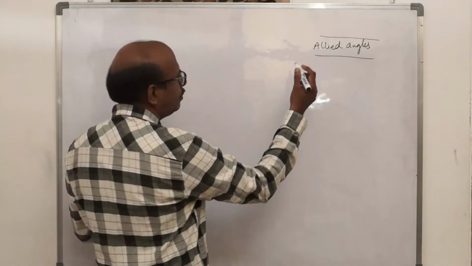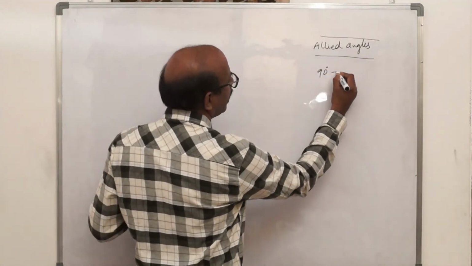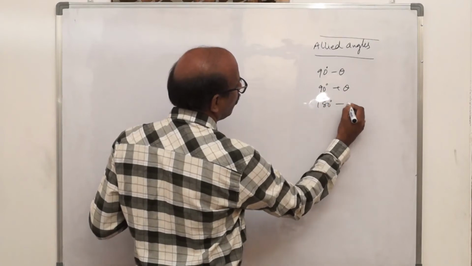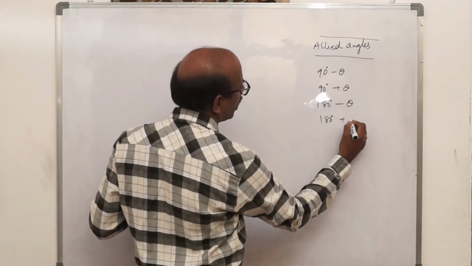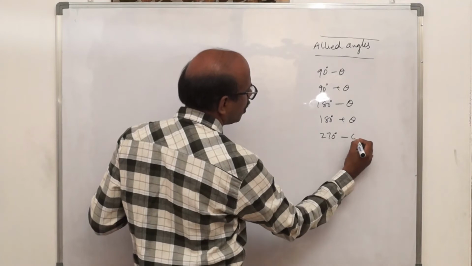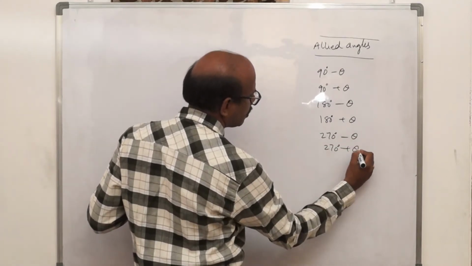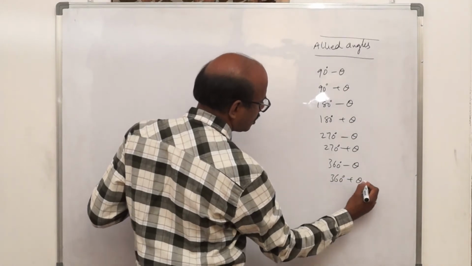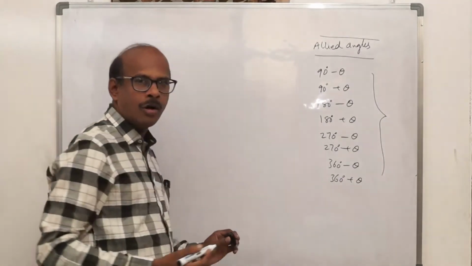Right, means 90 degrees minus theta, 90 degrees plus theta, 180 minus theta, 180 plus theta, 270 minus theta, 270 plus theta, 360 minus theta, 360 plus theta. This combination is called allied angle.